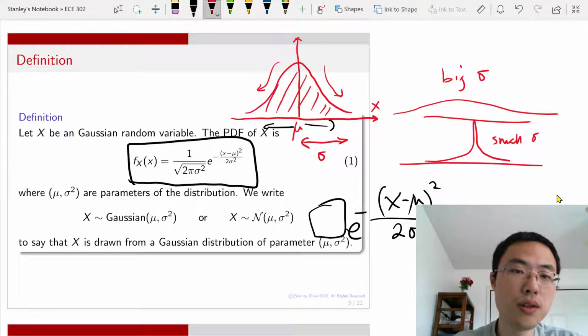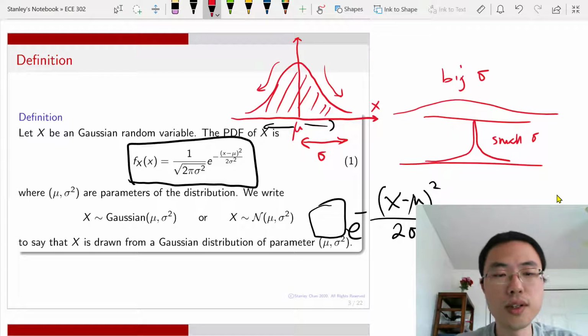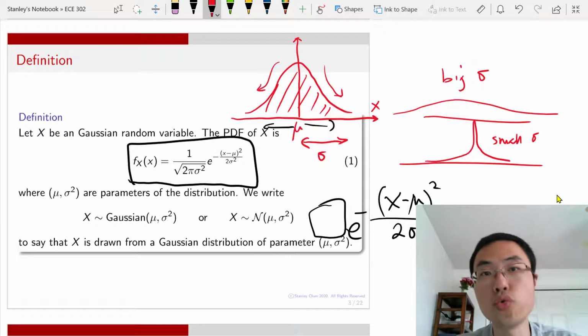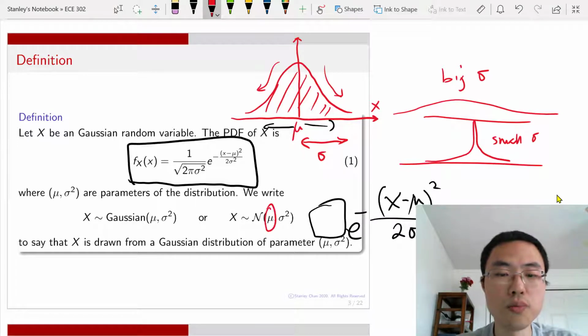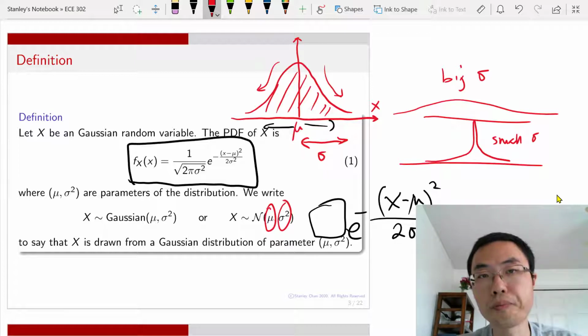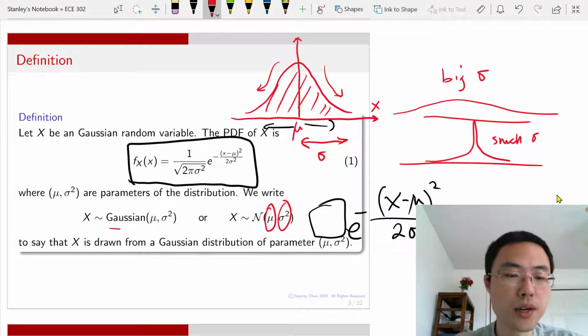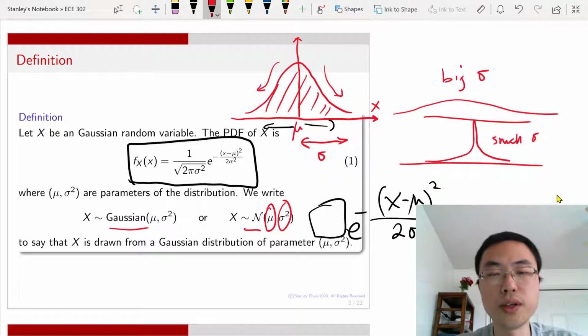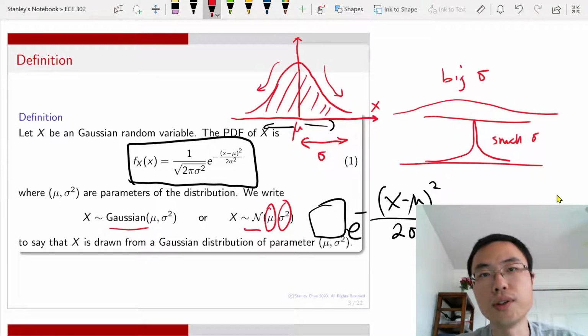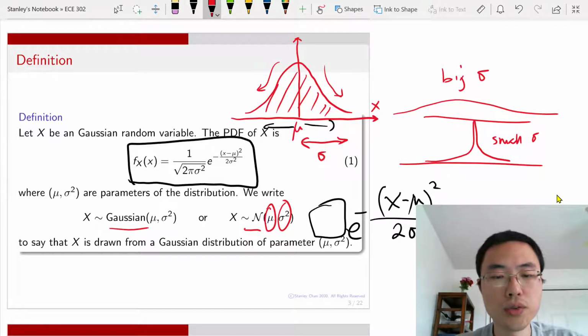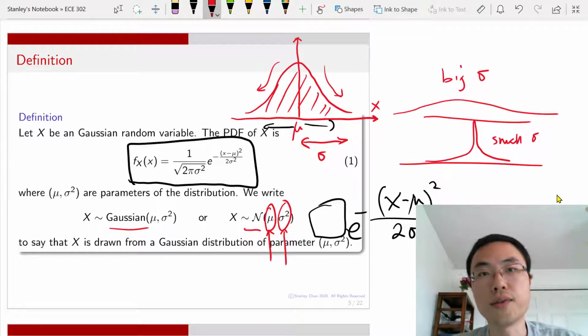So now, as you can see, this is the Gaussian PDF, and it's controlled by two parameters. One is mu, the other one is sigma squared. Sometimes we write Gaussian, but some people prefer to write this little n to denote it's a normal random variable. Normal or Gaussian, they are equivalent. So you have two parameters, one specifying the mean, the other specifying the variance. So this is the Gaussian random variable.